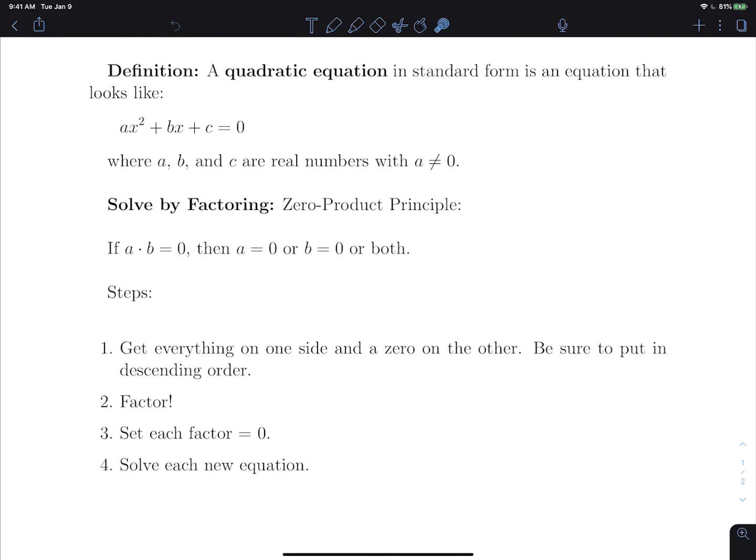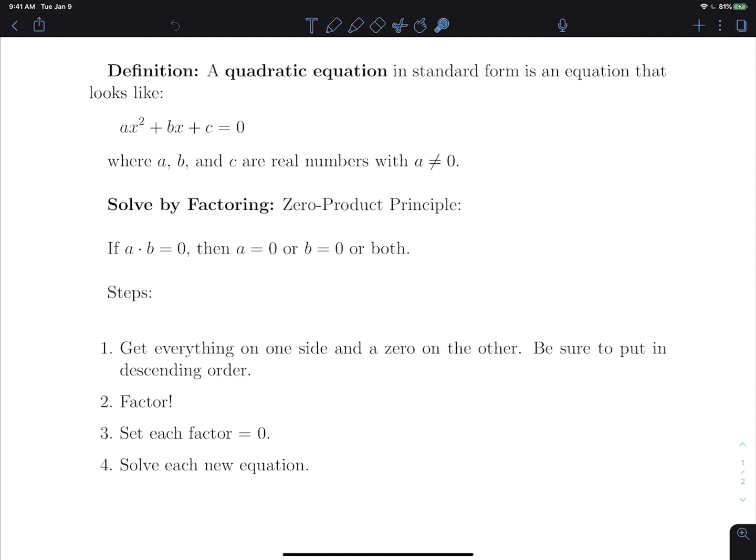To solve these types of equations, there will be 4 different ways. The first way will be by factoring. The second way is going to be by the square root property. The third way is going to be by completing the square. And the fourth way is going to be by the quadratic formula. So for now, we're going to go ahead and just start by solving by factoring.